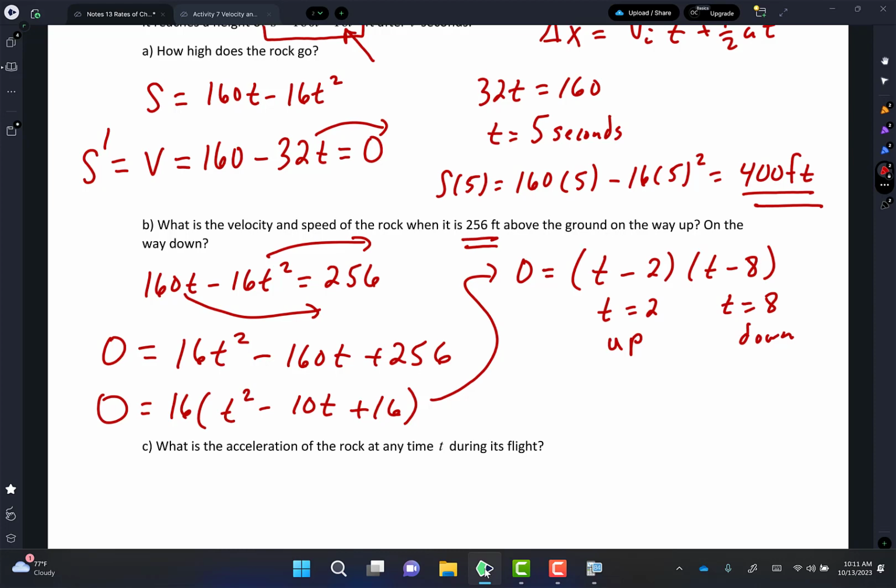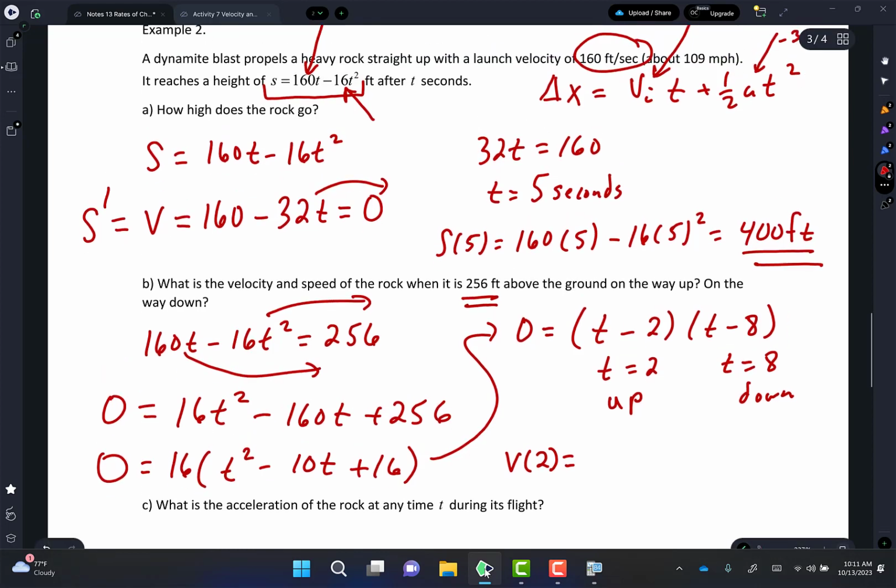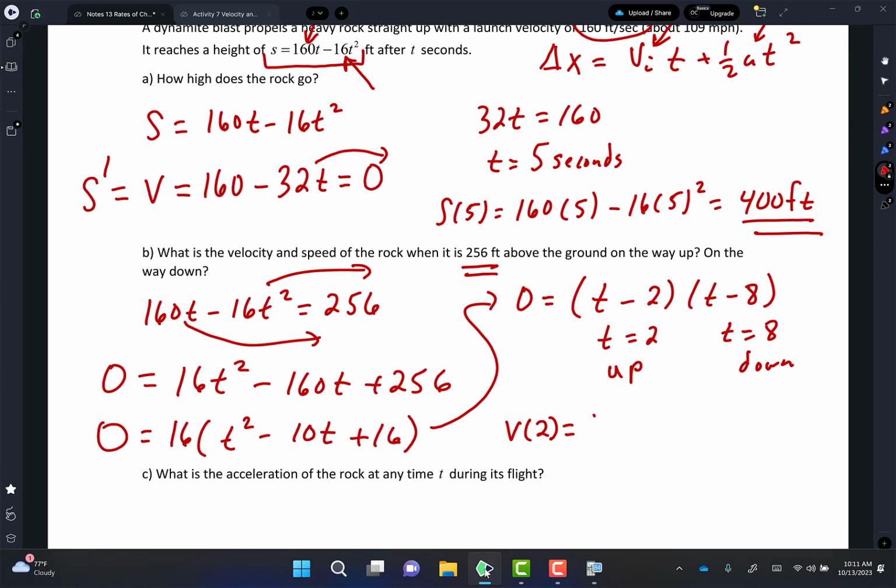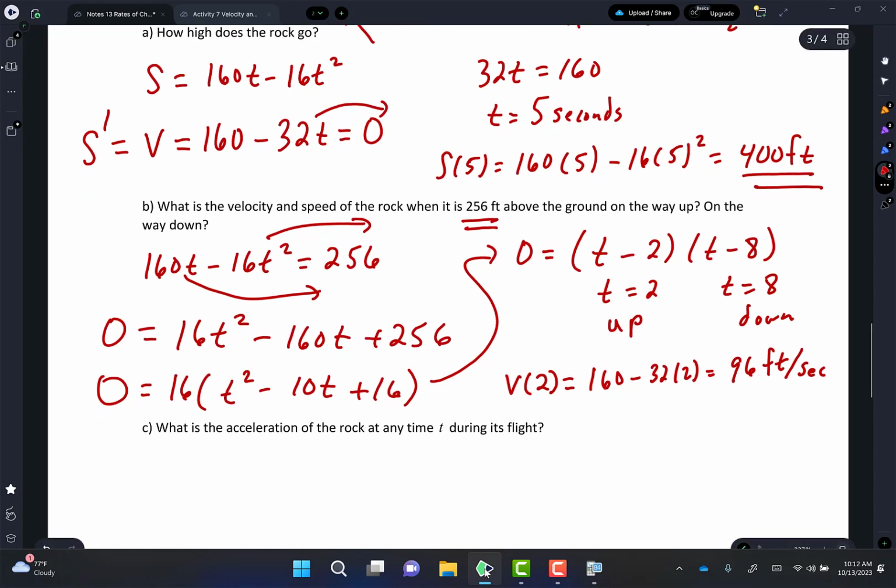By no surprise, when I plug in a 2, I better get a positive velocity. So V of 2 equals, and I just plug it into my velocity equation, 160 minus 32 times 2. So 160 minus 64, what's that? 96, and I need units. Feet per second.